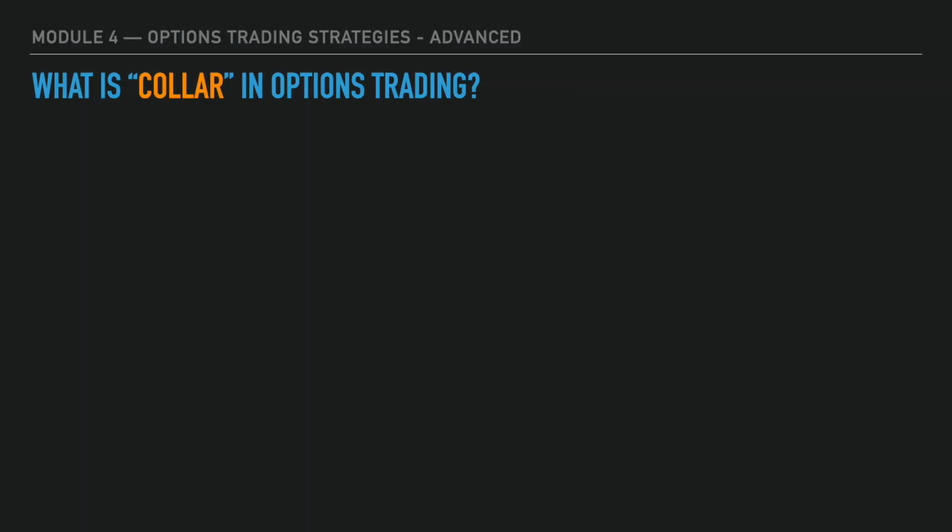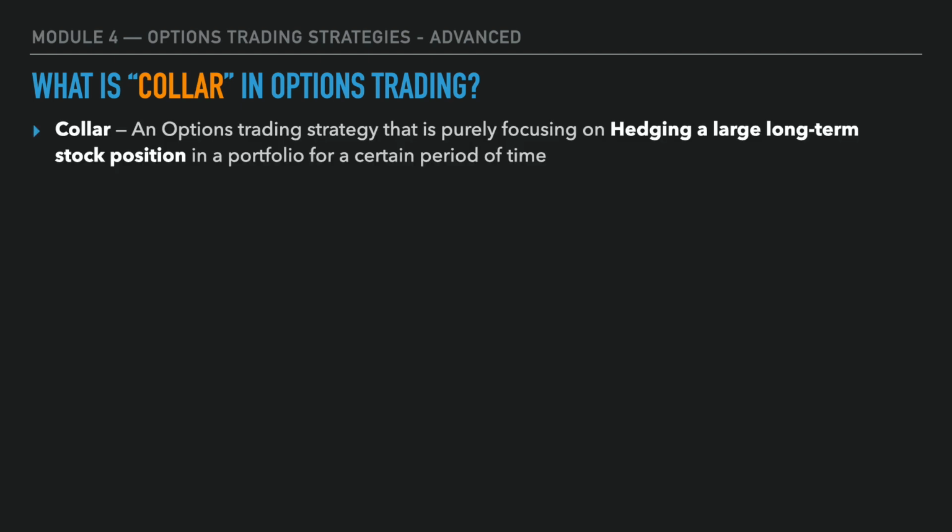Unlike all the other option strategies that I talk about in this course, the collar is probably the only strategy that is not designed to make any direct profits for investors. So what exactly is a collar? Simply put, a collar is an option strategy that is purely designed to focus on hedging a large stock position in a long-term investment portfolio over a certain short period of time. It's also commonly known as the hedge wrapper among institutional investors.